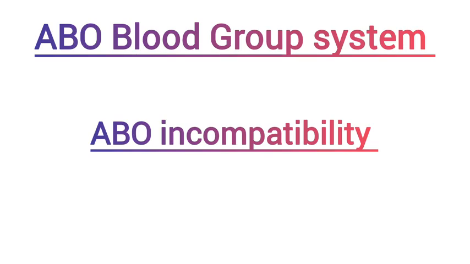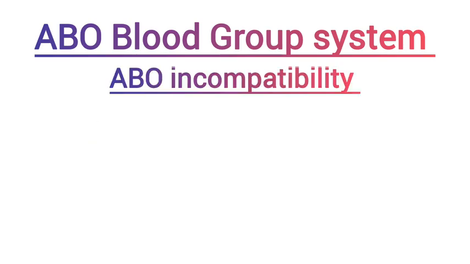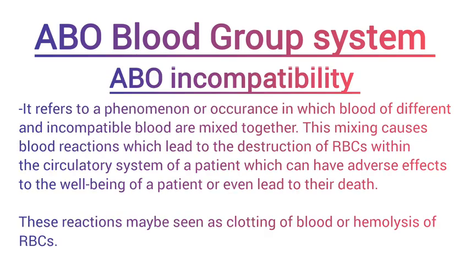ABO incompatibility. Now, ABO incompatibility refers to a phenomenon or occurrence in which blood of different and incompatible blood, that is blood that do not match, mixed together, whether it be in vivo or in vitro. In vivo, inside the person's system; in vitro, in the test tube or on the slide. This mixing causes blood reactions, which lead to the destruction of RBCs within the circulatory system of the patient or the blood itself, which can have adverse effects on the well-being of a patient. It can even lead to death. Now, the reaction may be seen as clotting of blood or hemolysis.